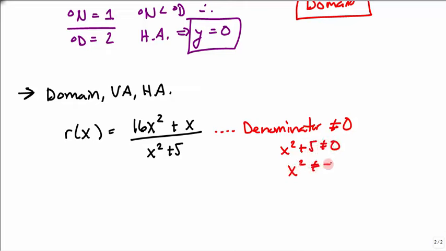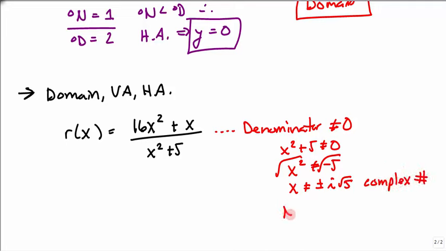Subtracting 5 across, I get x squared cannot equal -5. As soon as I take the square root of both sides, I get x cannot equal plus or minus the square root of -1, which is an i, so I get i root 5. Well, that's a complex number. We're only working in the real number system, so I'd have to say there's no restrictions here.